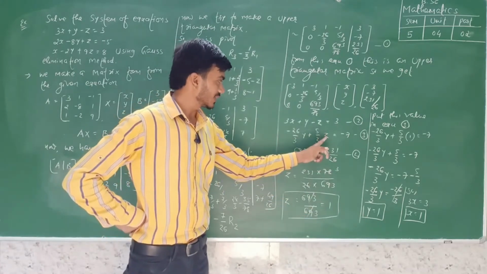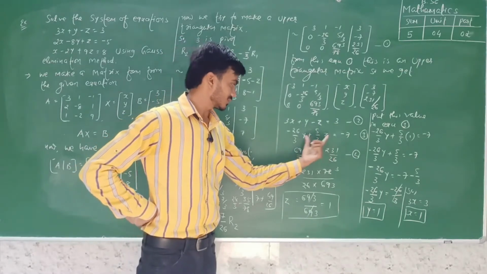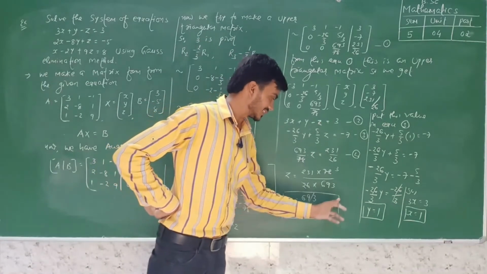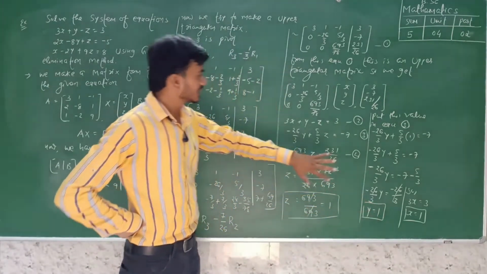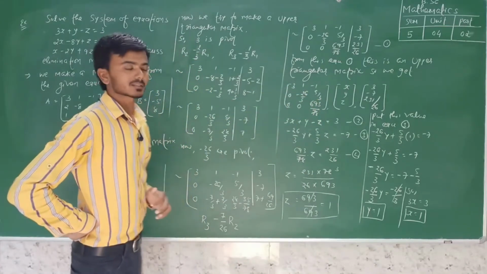Put this value in the expressions of y and z. Whenever we get z equal to 1 and y equal to 1, we put these values in this equation, so we can get the value of x.